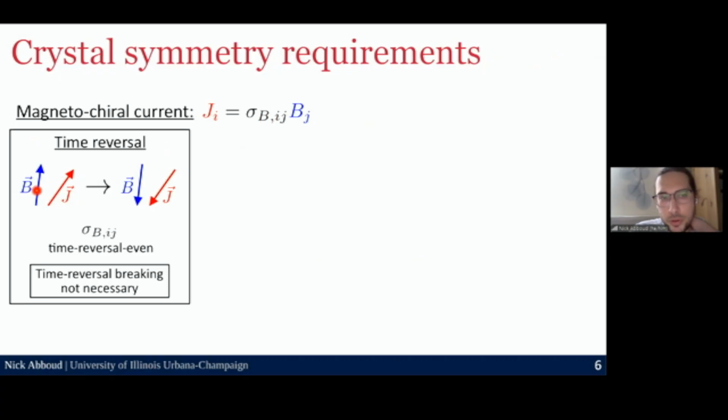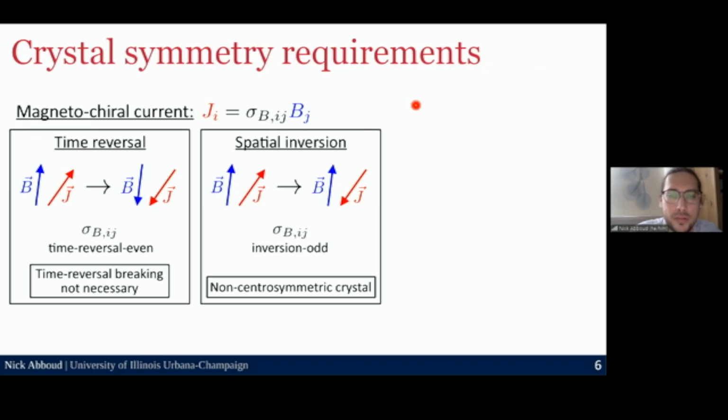Under time reversal, both the magnetic field and the current flip. So sigma B is time reversal even, and we don't have to consider magnetic materials, as we could have guessed from this Weyl semimetal context. Under parity transformation, the magnetic field is axial and the current is polar, so sigma B is parity odd. And that means that the crystal structure of the material that we're seeking should not contain any centers of spatial inversion symmetry.